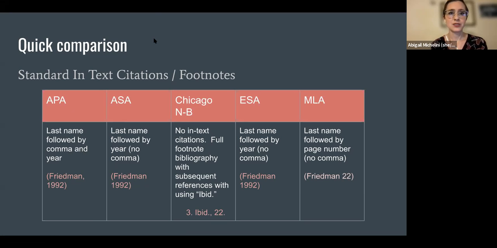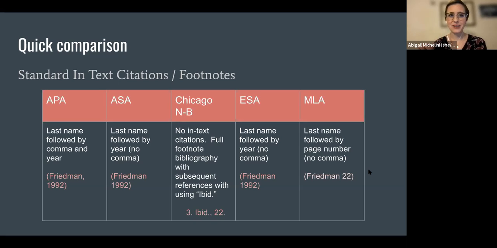Yes, because you're not using exact quotes, you're going to paraphrase. Great job, Kaylee. Okay. ESA, you have the last name followed by the year, no comma. So you can see it's very similar here to ASA. And then MLA, you're going to have the last name and the page number, because that's more important if you're citing a piece of literature.